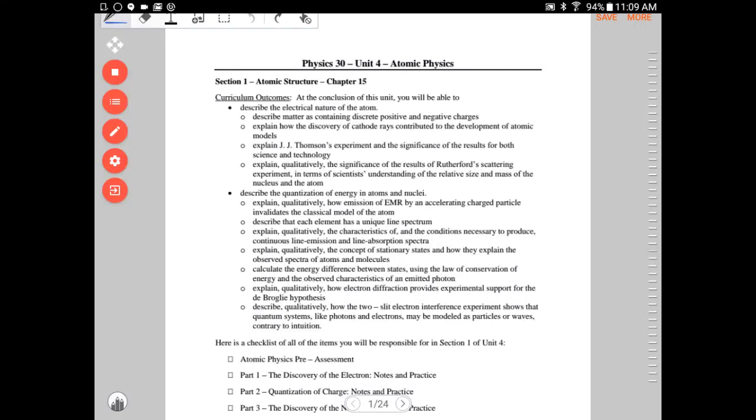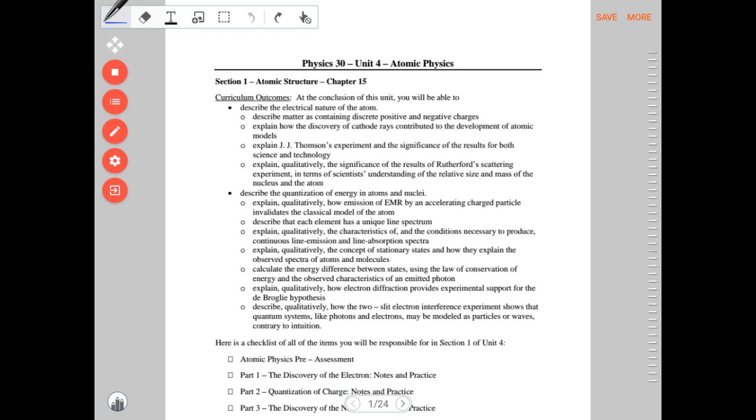Hi everyone, Unit 4, Atomic Physics. There are 3 chapters in your textbook that this unit covers, chapters 15, 16, and 17. Okay, so section 1, Atomic Structure, is chapter 15 in your textbook. There's a few curriculum outcomes that I want to draw your attention to. You can read those on your own, but that is all the stuff we're going to be doing this chapter.